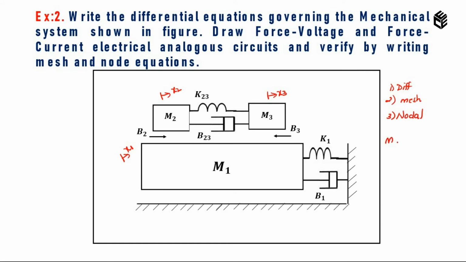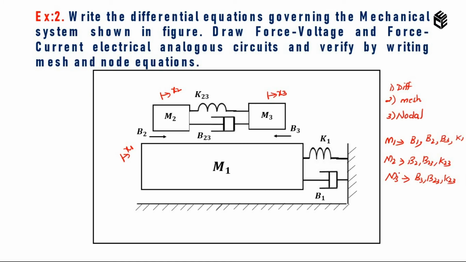And to the node m1, what are all the elements connected? The elements connected are b1, and we have a common element, that is b2 connected between m1 and m2. Similarly, b3 connected between m1 and m3. So b1, b2 and b3. And what is the other element? k1 alone. So that is k1. Understood. To the mass m2, what are the elements connected? To mass m2, the elements connected are b2, b23 and k23. Now to the mass m3, what are all the elements connected? So that is b3, b23 and k23.